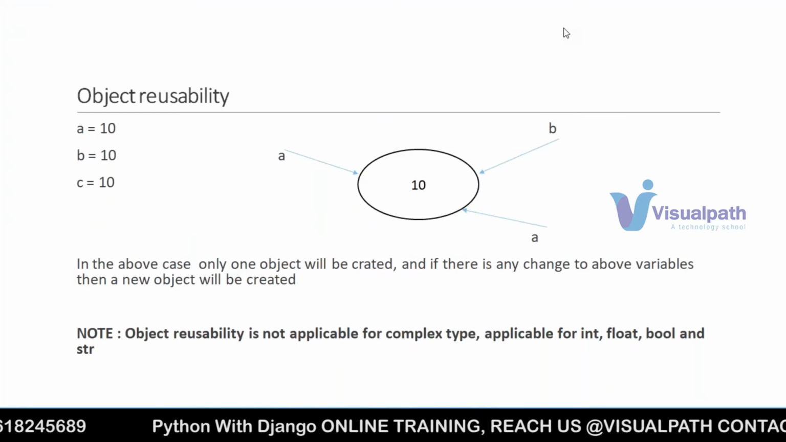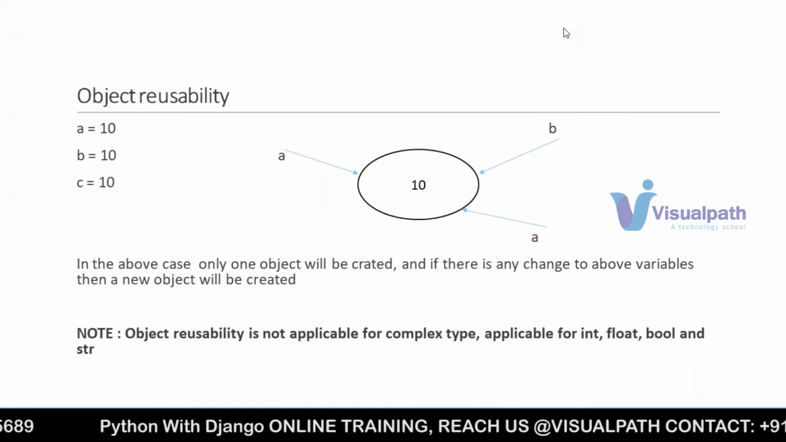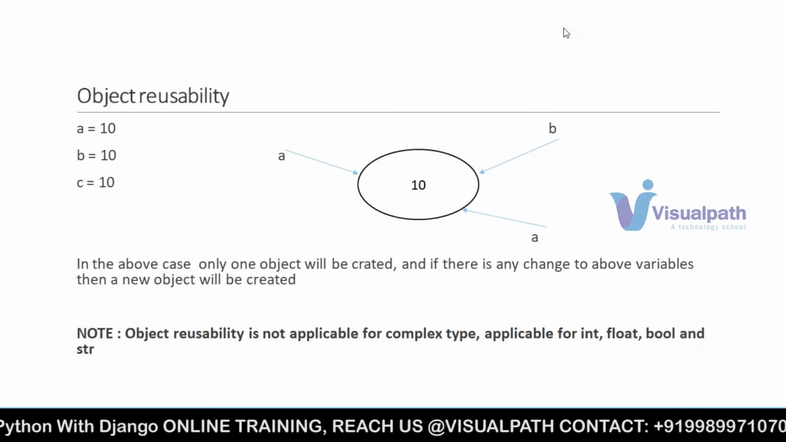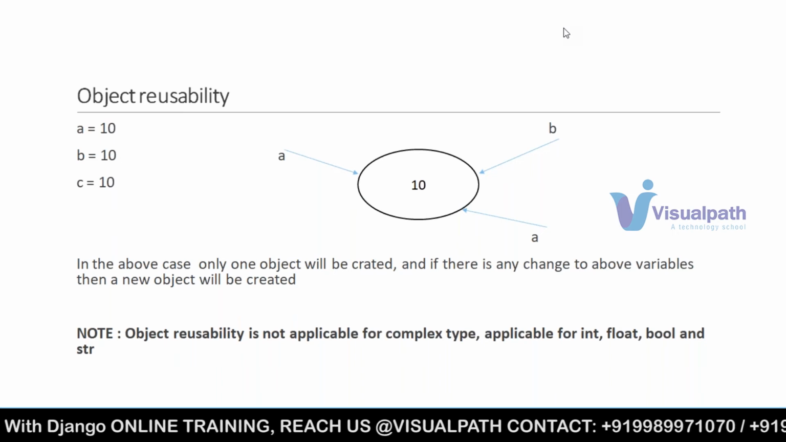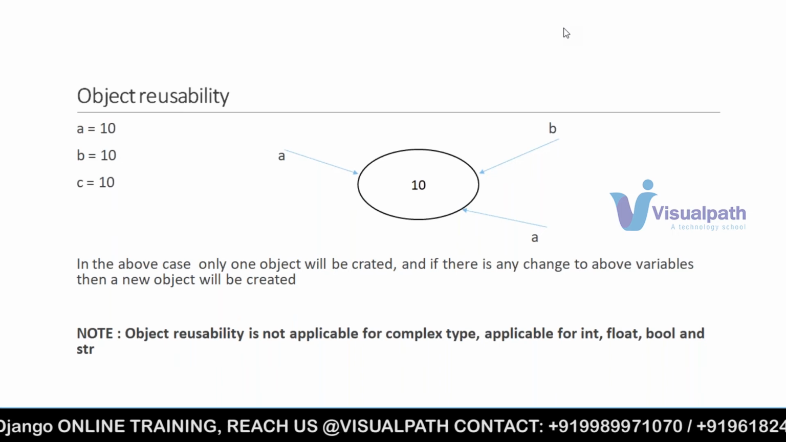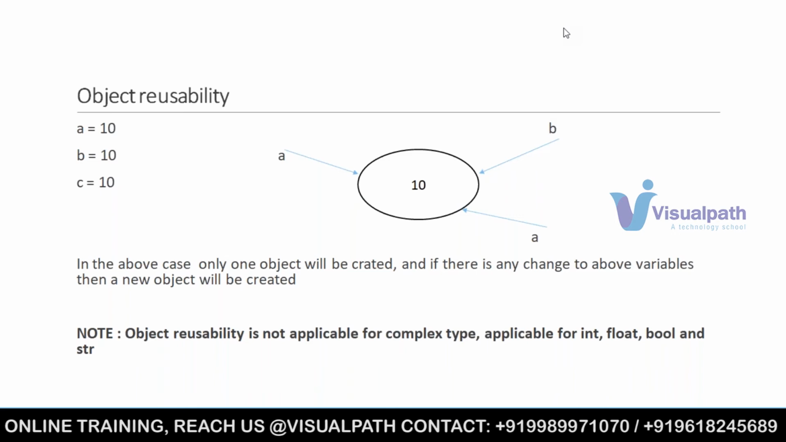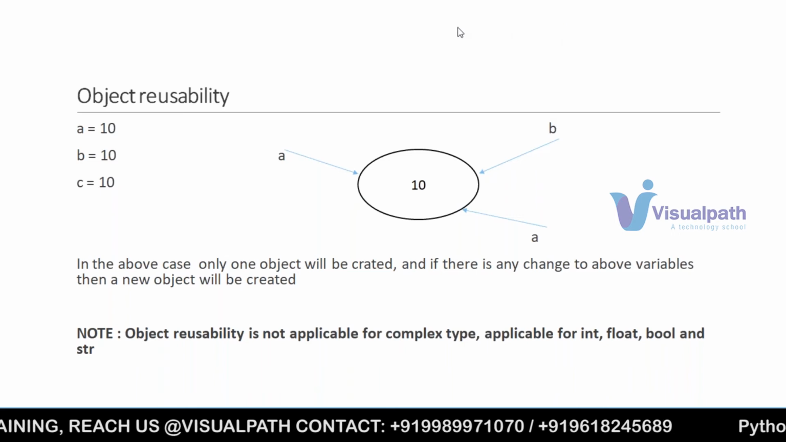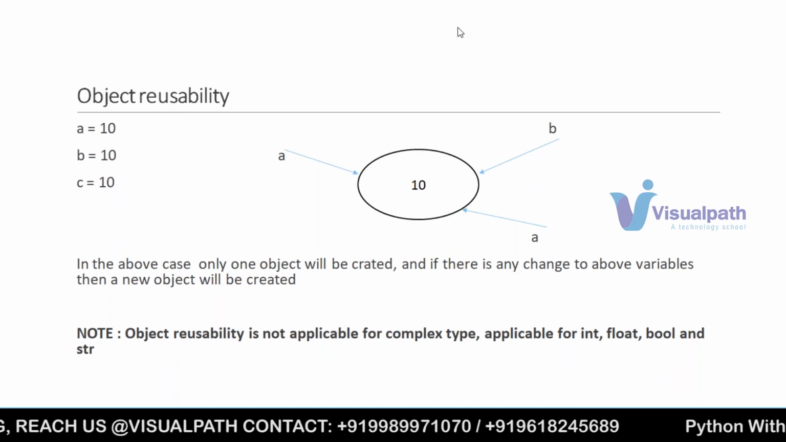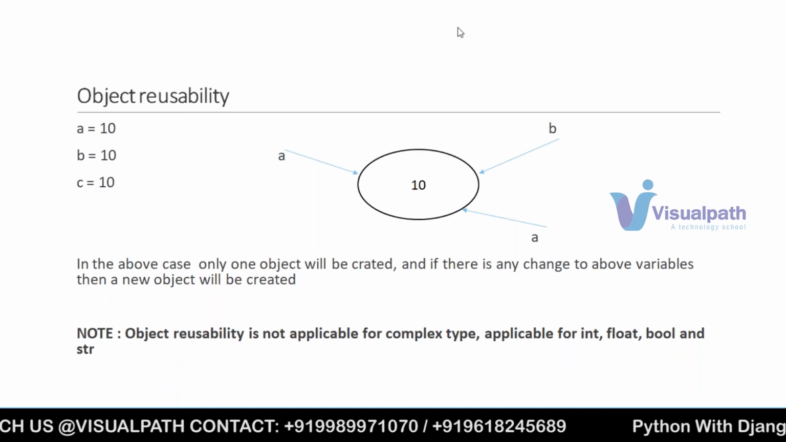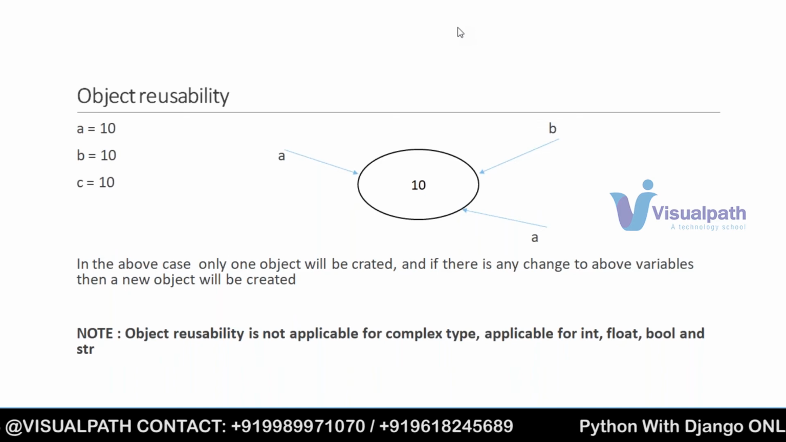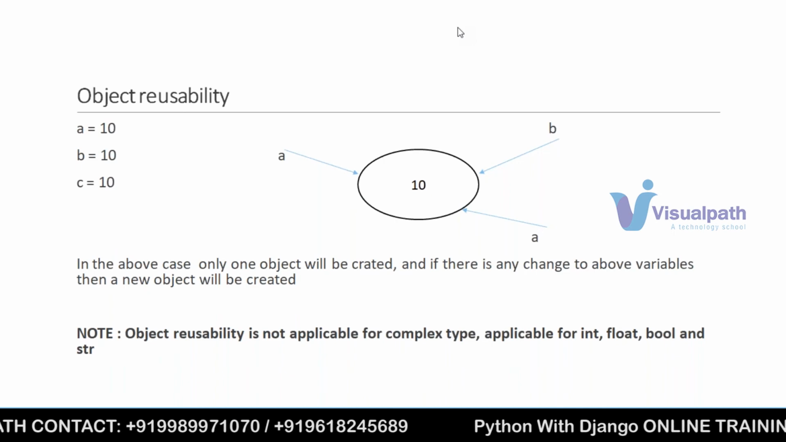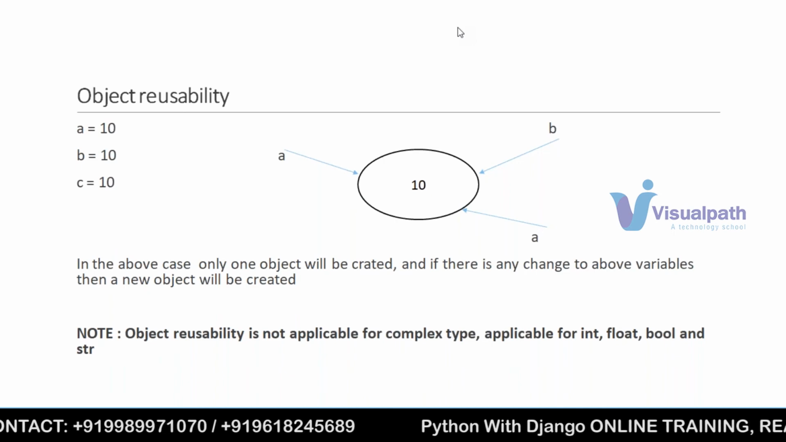Okay, and this is what we call object reusability. Object reusability is applicable on all fundamental data types like integer, float, string, and also boolean. Last point, just remember, object reusability is not applicable for complex types, because the way they are handled in memory is different. Other than that, for integer, float, and boolean, object reusability is applicable.